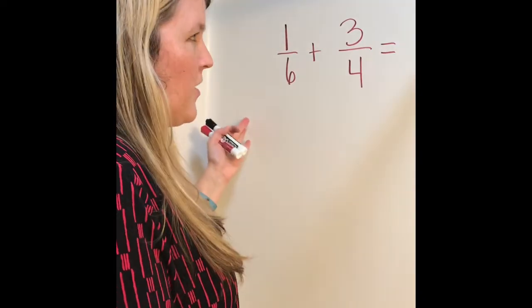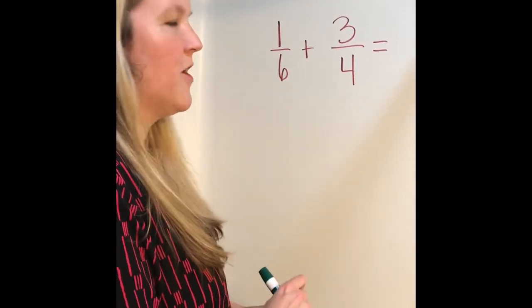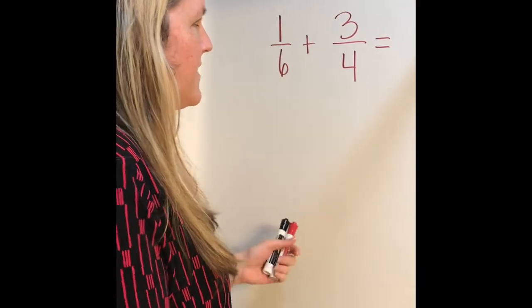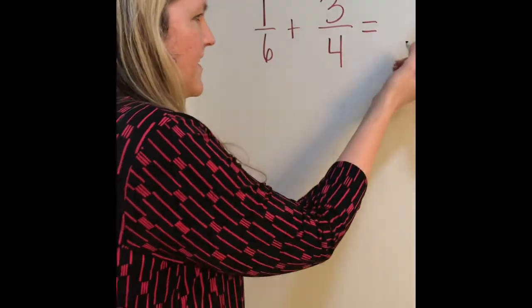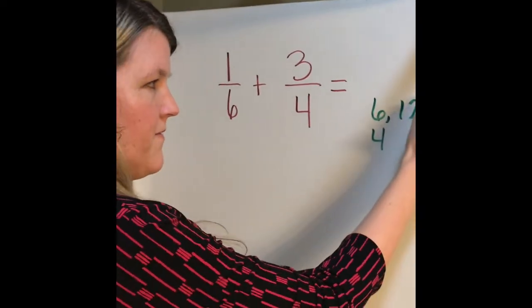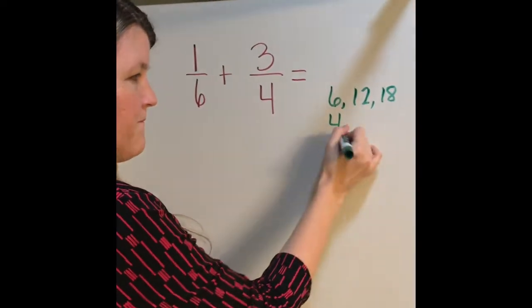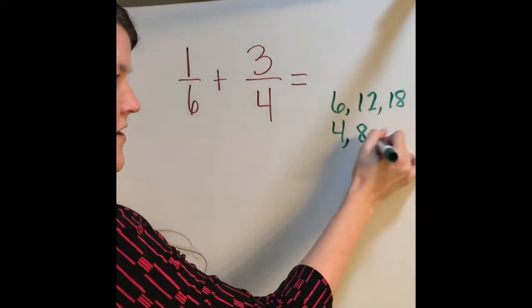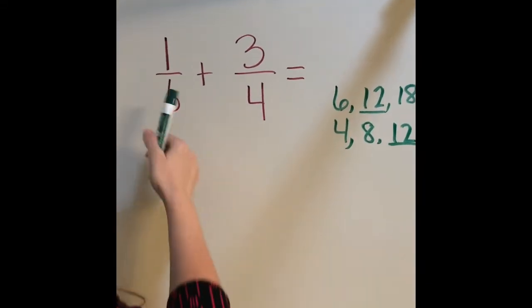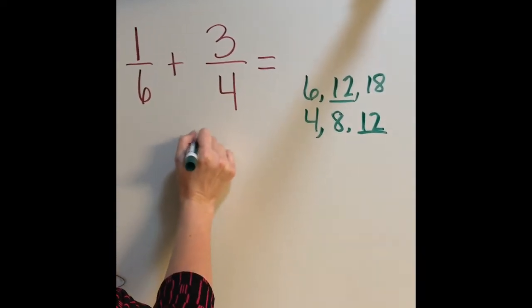Another way that we could solve this problem is by finding the least common multiple. Some of you may look at this and use 24 as your common denominator, but if we're using the least common multiple between 6 and 4, we can count 6, 12, 18, and then 4, 8, 12. So 12 would be our least common multiple. So we're going to use 12 as our least common denominator.